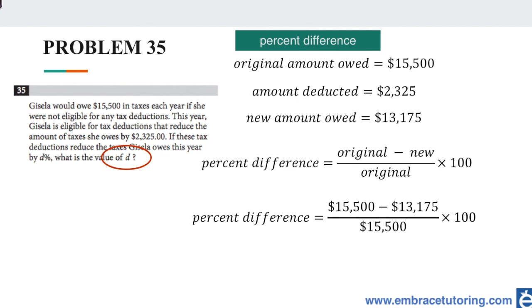So percent difference in this instance is going to be 15,500 minus 13,175 over 15,500 times 100. When you plug this into your calculator, you'll end up getting that D% is going to be equivalent to 15% when you multiply this out, which means therefore that D is going to be equal to 15. Quick note: because we're in the open-ended section, you do not actually have the percentage as a part of your answer, so when they say D% is equivalent to 15%, that means that D is going to be equal to 15. So 15 will be your answer for 35.